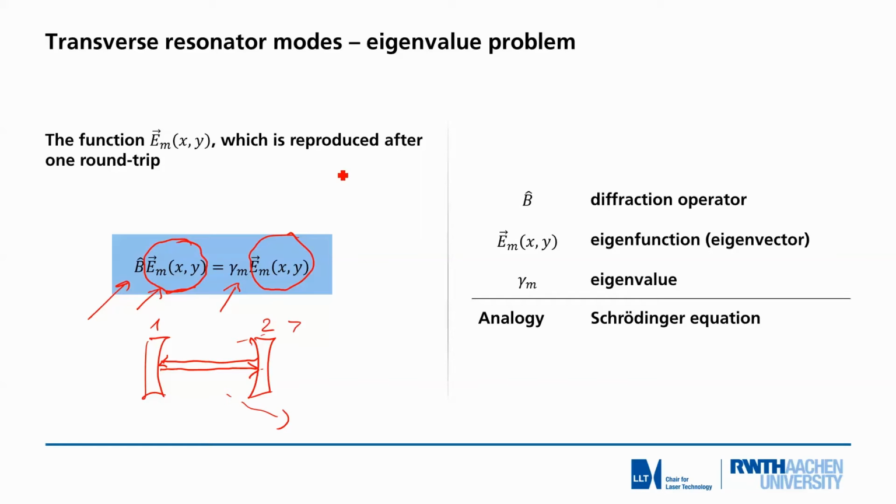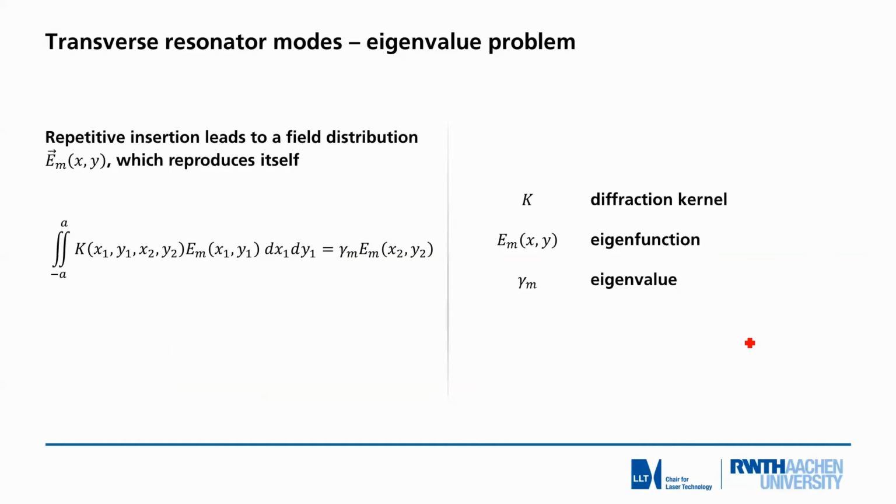The physicists among you may know the analogy in the Schrödinger equation, which also is an eigenvalue problem. So it's a trick that we frequently use in analysis of physical systems. If we do that in an integral form, you see it here. We collect all the contributions due to scattering and reflection and traveling. Again, we have the eigenfunction which is reproduced, the same function at a point 2, just varying by a scalar factor.